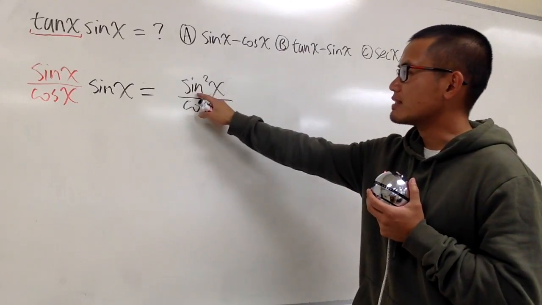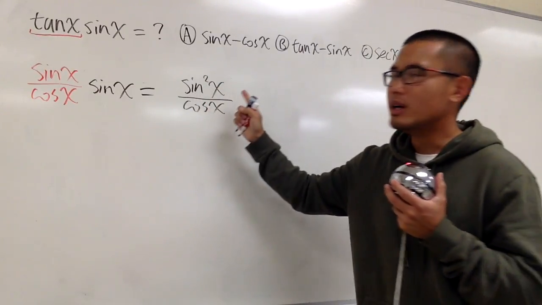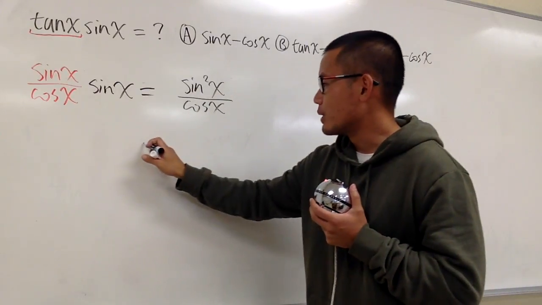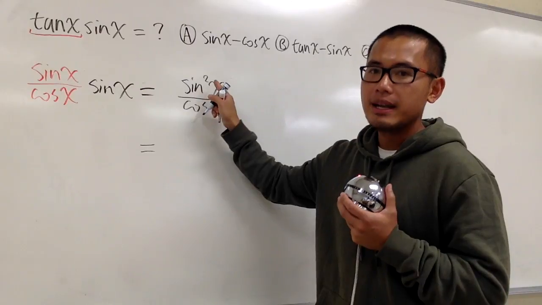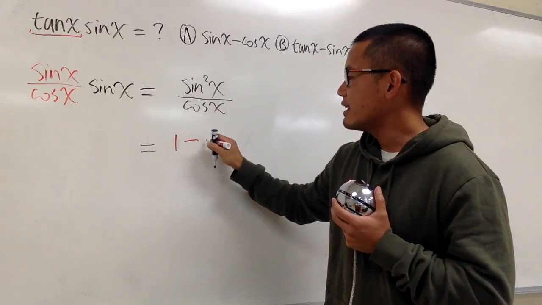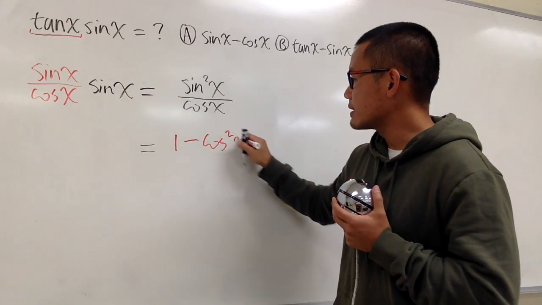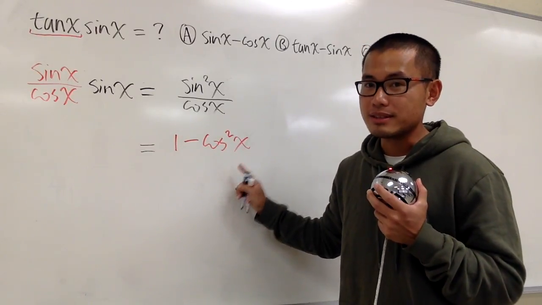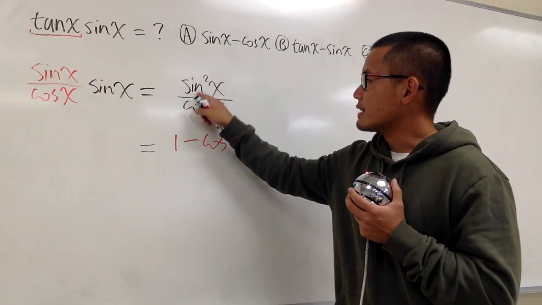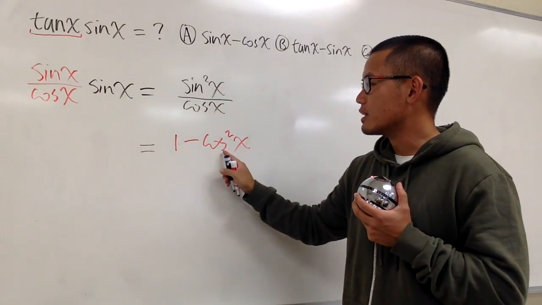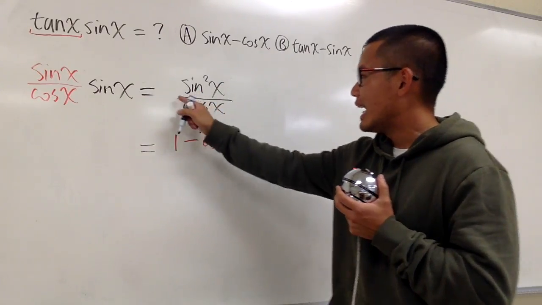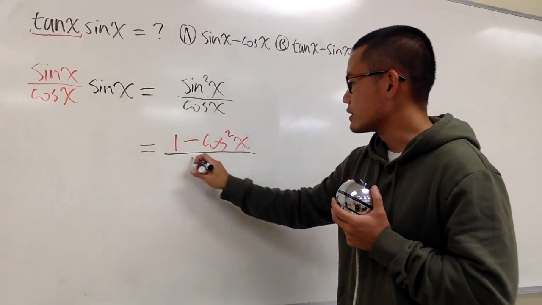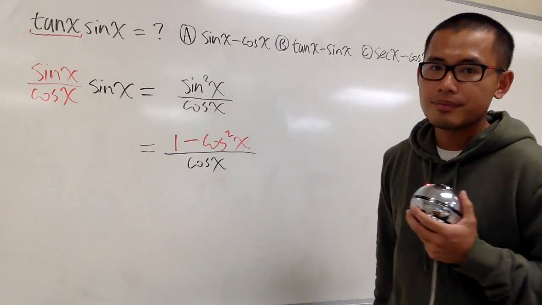As we can see, we have the sine square x, and there's also an identity for this, sine square x. And let me tell you guys what it is. This right here, it's the same as 1 minus cosine square x, right? Because we know sine square x plus cosine square x is equal to 1. Therefore, sine square x is the same as 1 minus cosine square x. And we have the same denominator still, so this is all over that cosine x, like that.